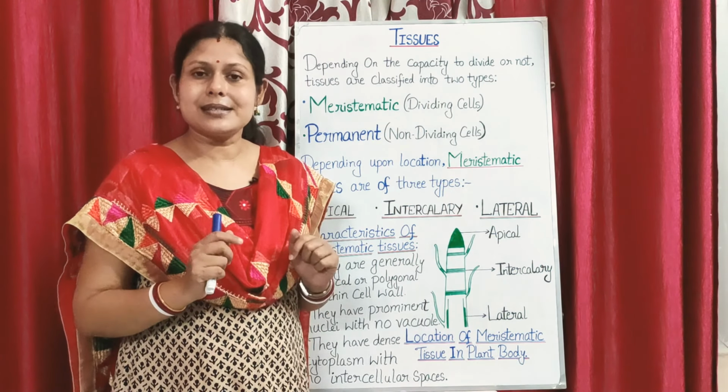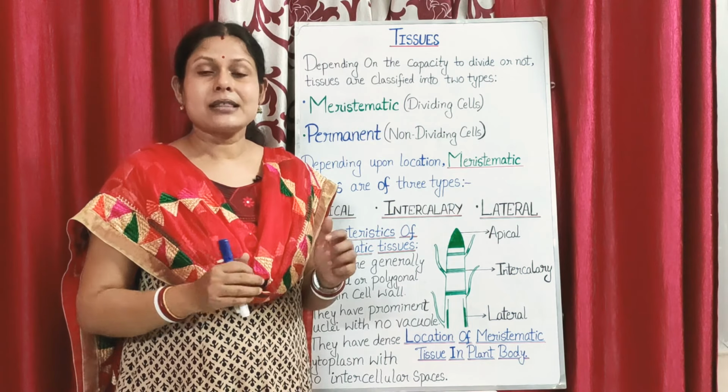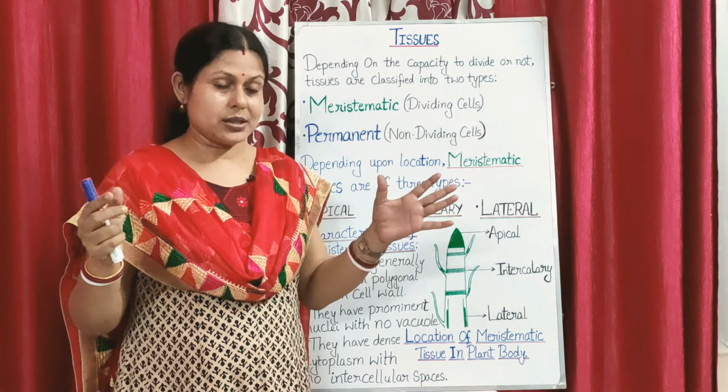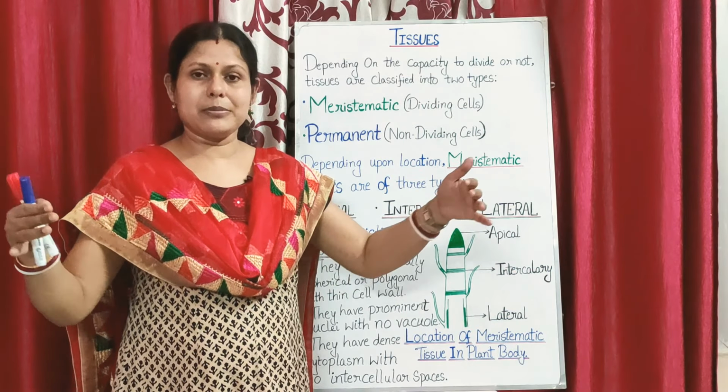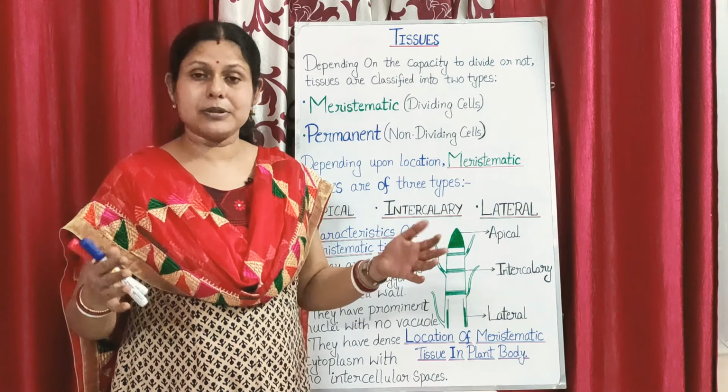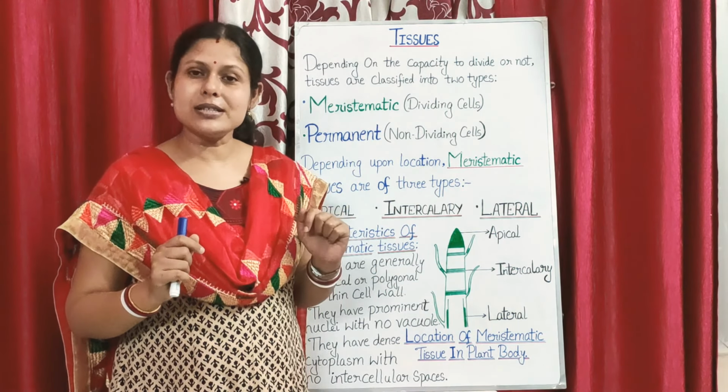But you might have seen in nature that after certain years the trunk of the plant becomes bigger and bigger and bigger, isn't it? So the diameter of the trunk grows. So how does it take place? That is also a growth. So how does it take place?